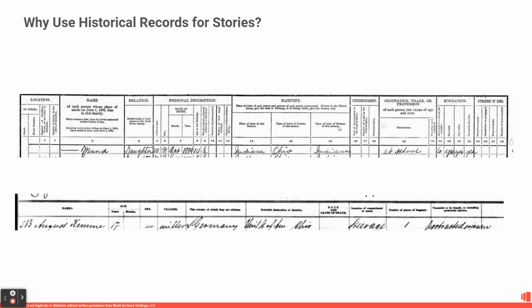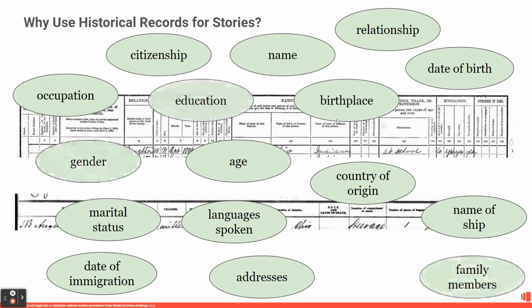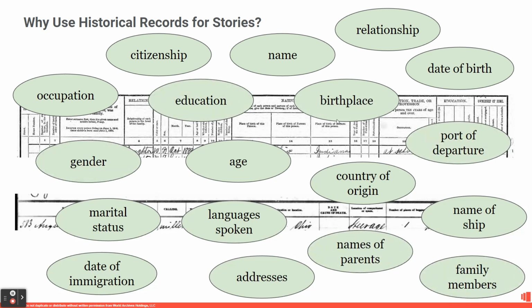And why are those important? Because it's not just names and dates. Those headers can include all of this information and more. So you might get citizenship information, date of immigration, an occupation, the port of departure, languages spoken, and this list is not all inclusive. There are so many other things that you can find from historical records.